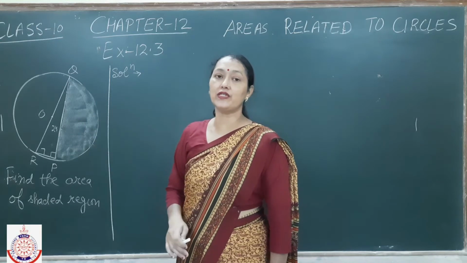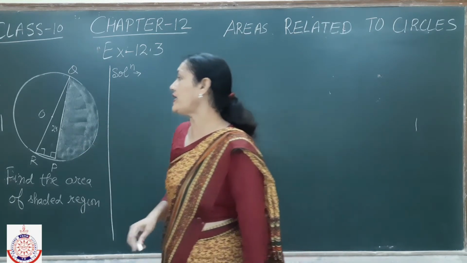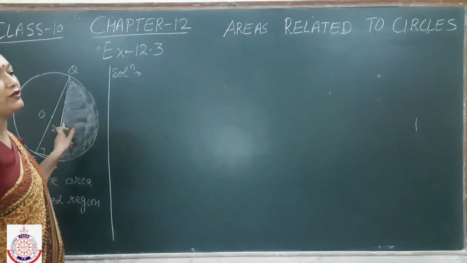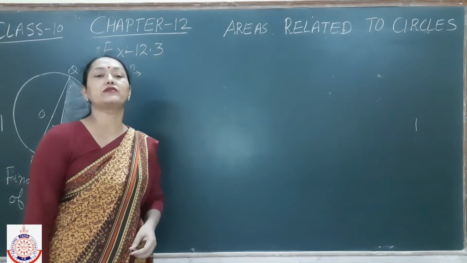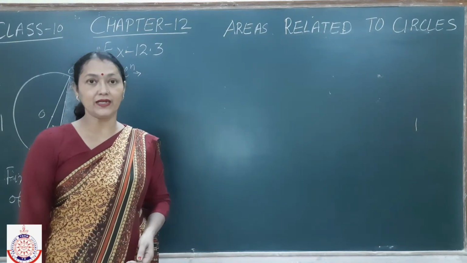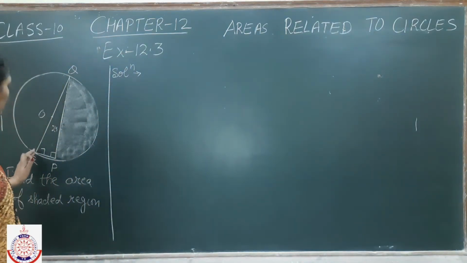Let us start doing it. First of all, for the area of the sector we need the radius, but the radius is not given in the question. So first of all we will find the radius. How to find the radius? First of all we will find this RQ.